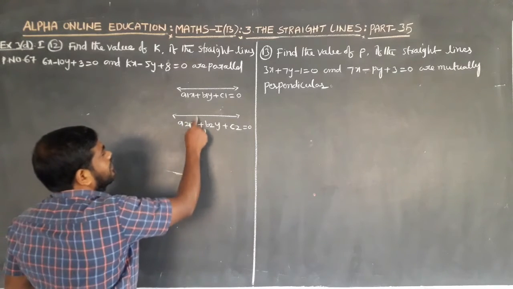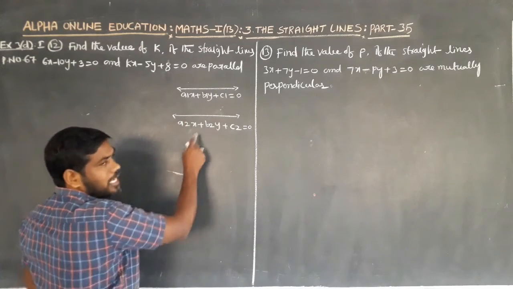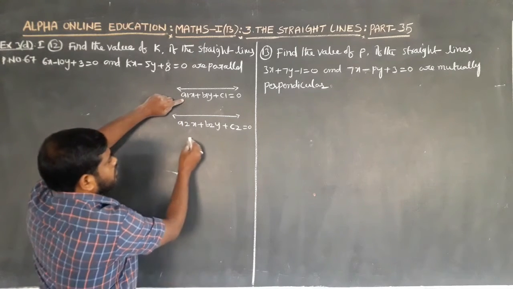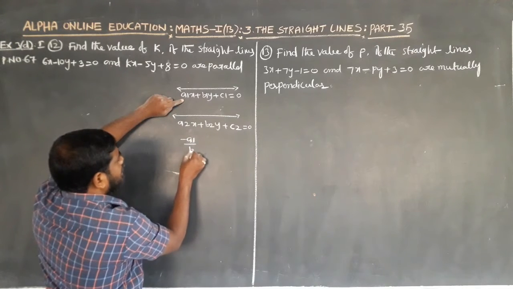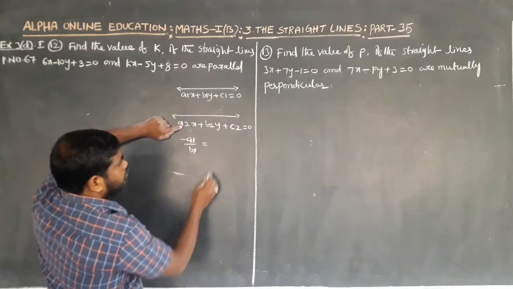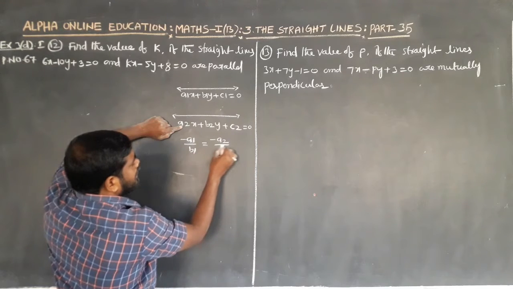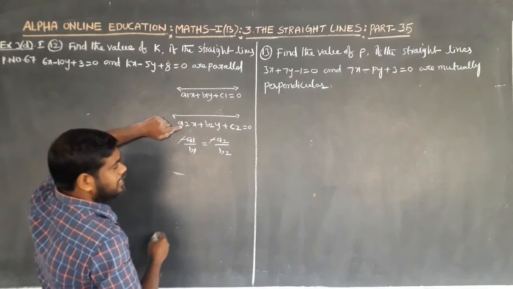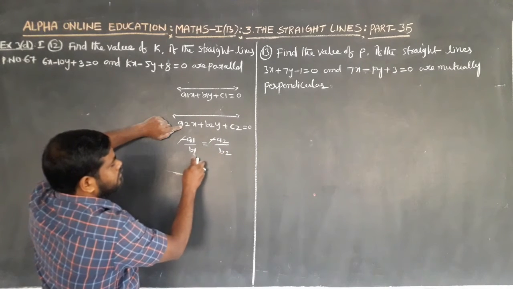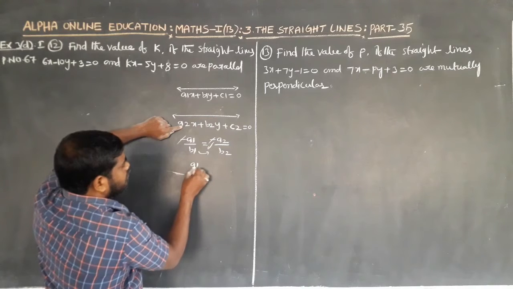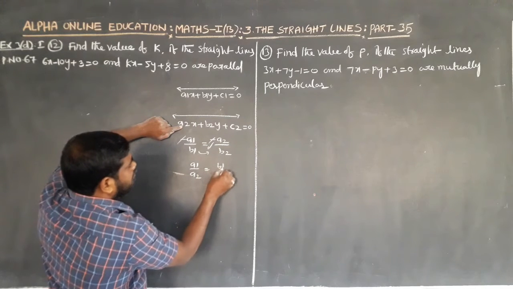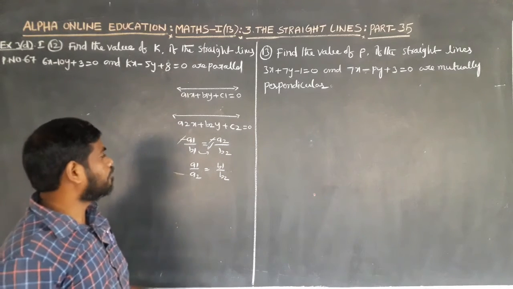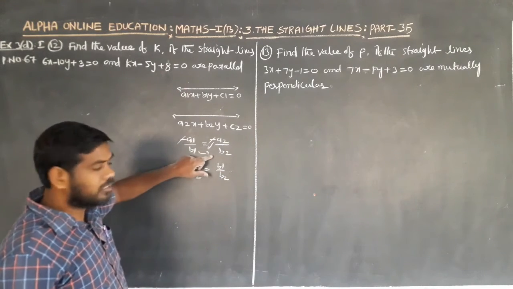If the two lines are parallel, then their slopes are equal. The slope of the first line is minus a1 by b1. The slope of the second line is minus a2 by b2. Both sides the minus signs cancel, taking a2 to the left side, b1 to the right side. So a1 by a2 is equal to b1 by b2. If the two lines are parallel, then their slopes are equal.